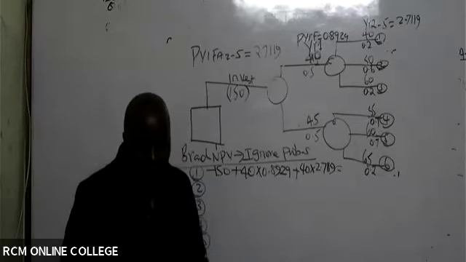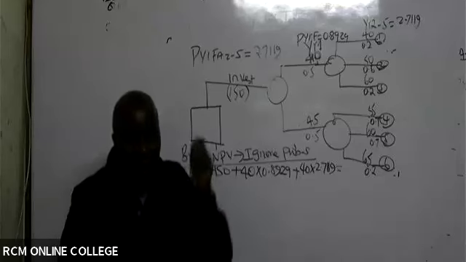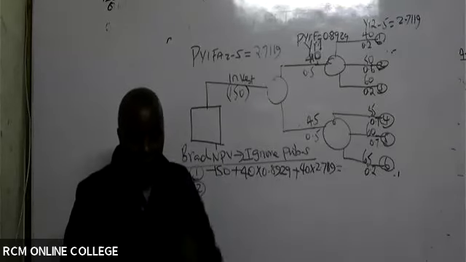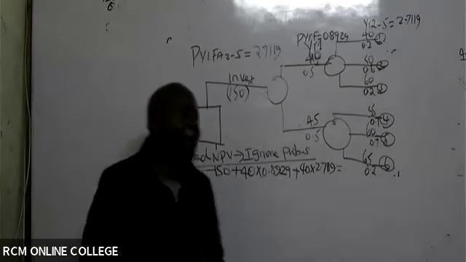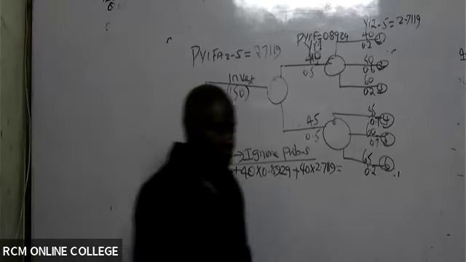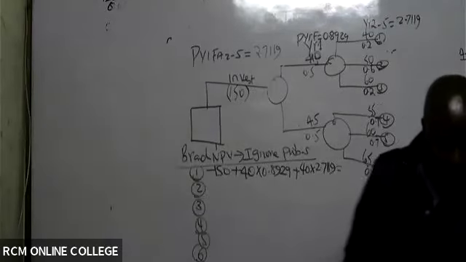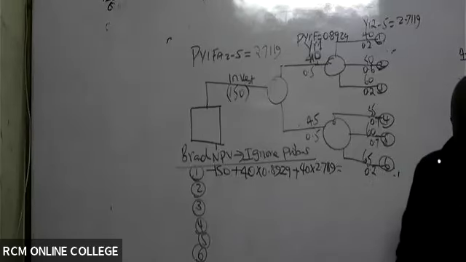Can somebody give me the NPV of branch 1, to 2 decimal places, only 2 decimal places.